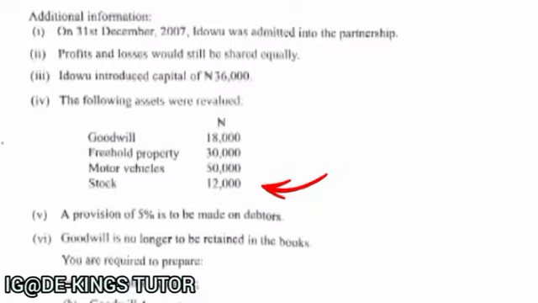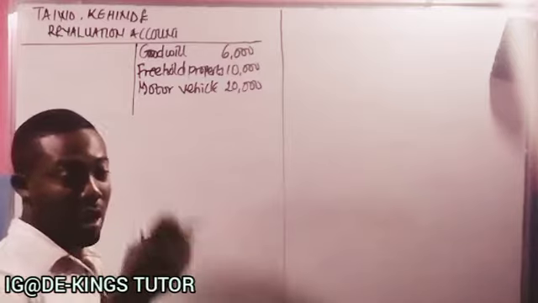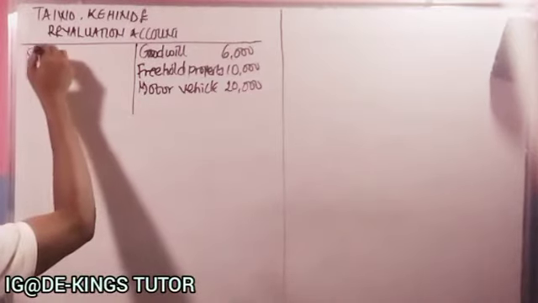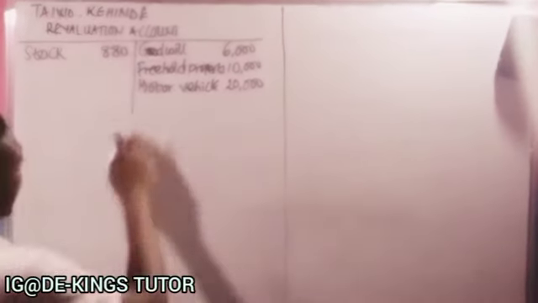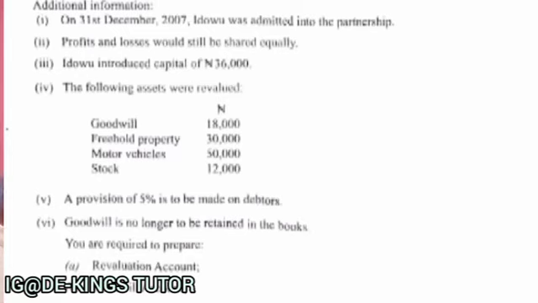Okay, the next one is stock, 12,000. The book value of stock is 12,880, while the revalued amount is 12,000. That means it reduced, from 12,880 to 12,000. So it will be here as stock 880.